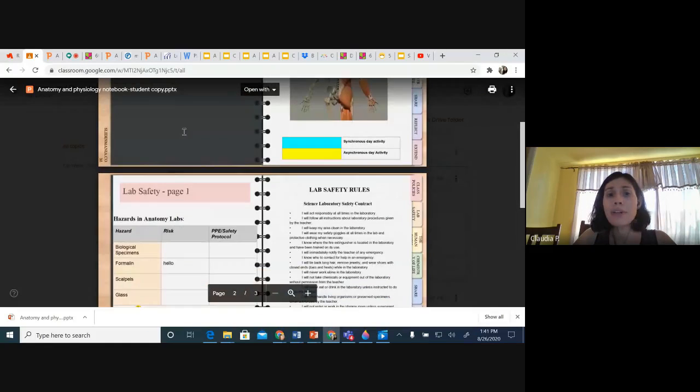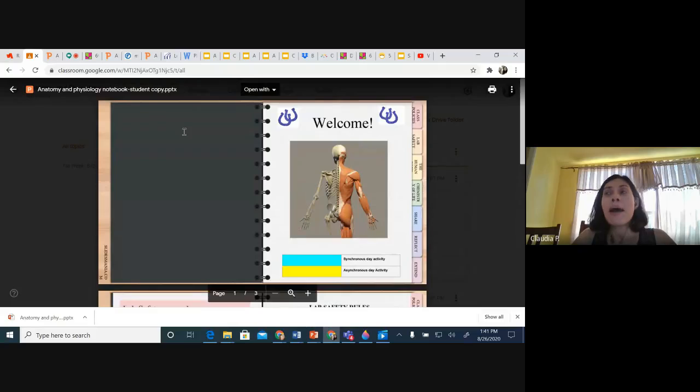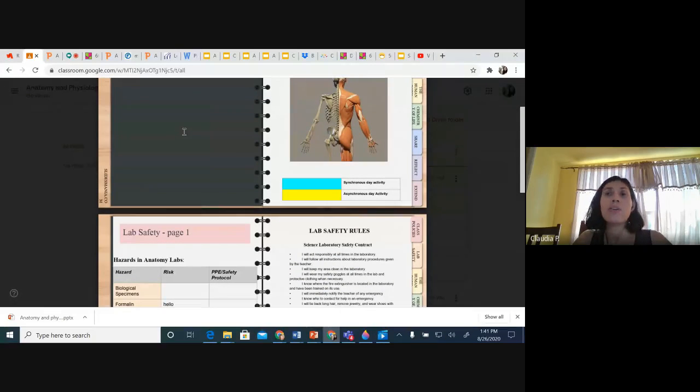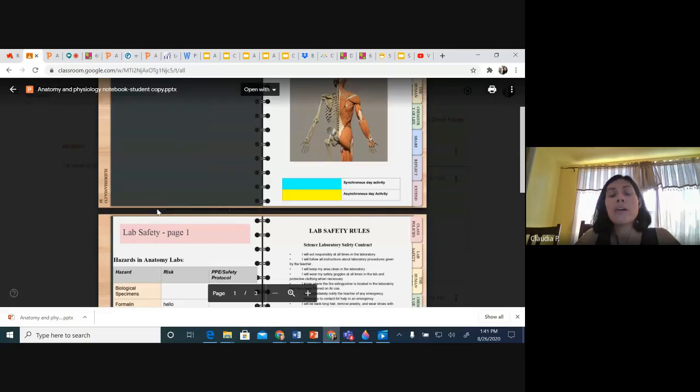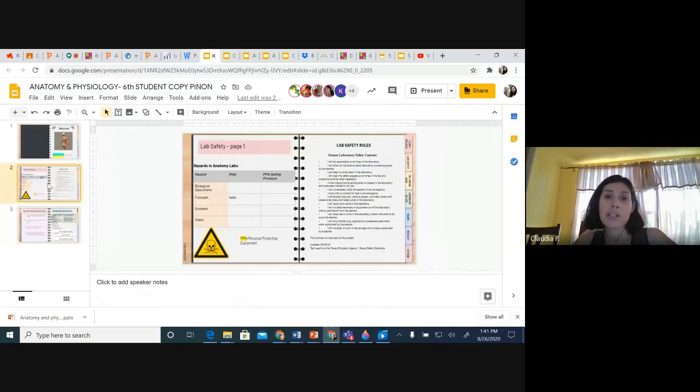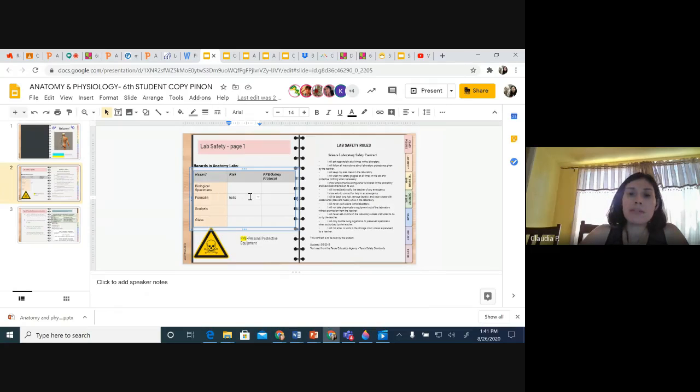All right, so today we're going to focus on safety. And rather than focusing on chemical safety or fire safety or electrical safety, we're going to focus on safety dealing particularly with our risks and hazards as anatomy students, and that is working with biological specimens. You should have this table, so I'll give you a moment to open it.